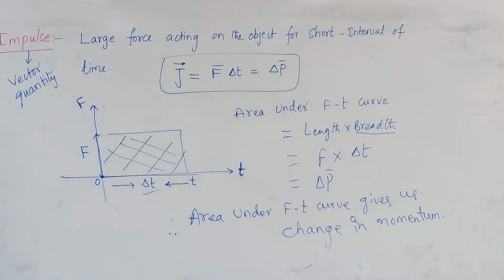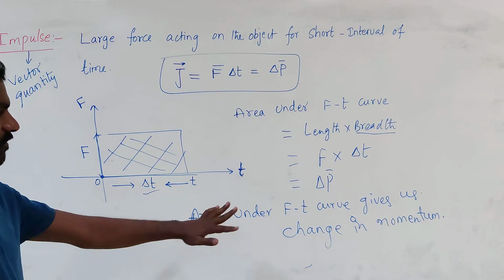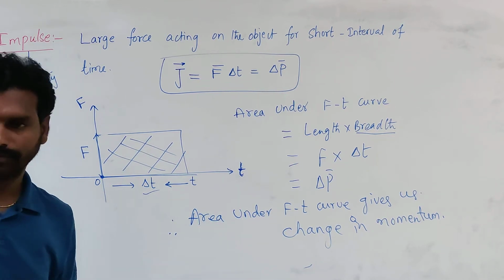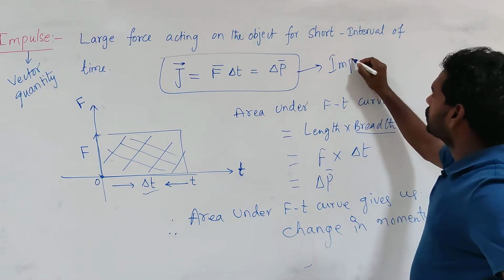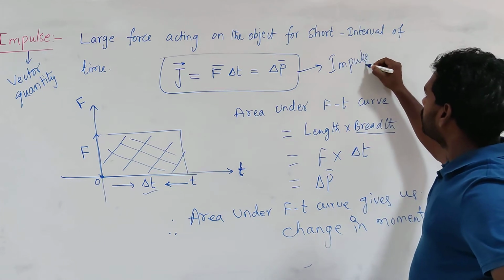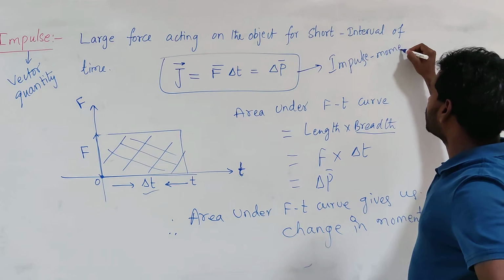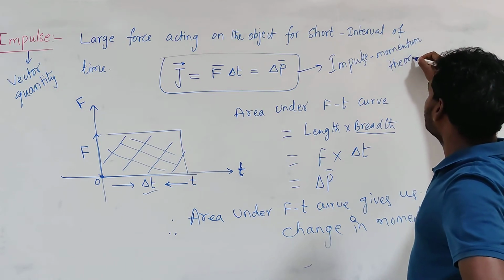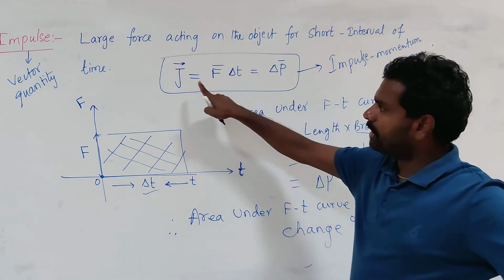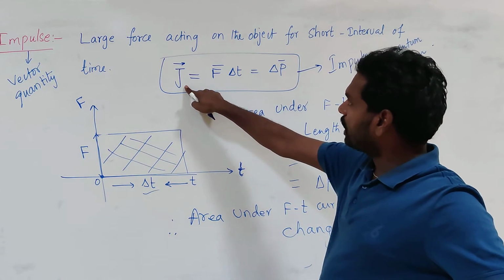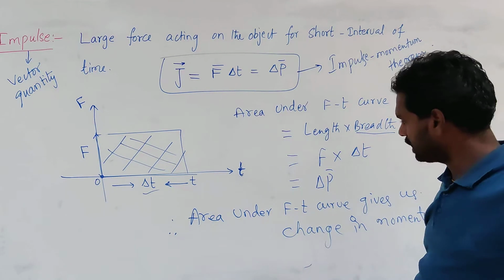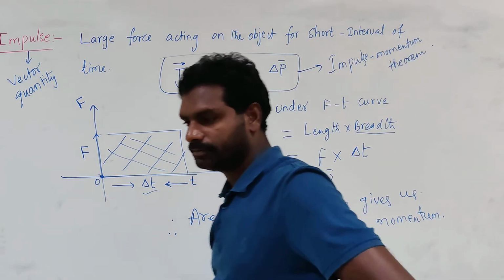So this is all about impulse and momentum theorem. The area under the FT curve gives us the change in momentum. This is also known as the impulse momentum theorem. Impulse on the object is simply the change in momentum of the object.